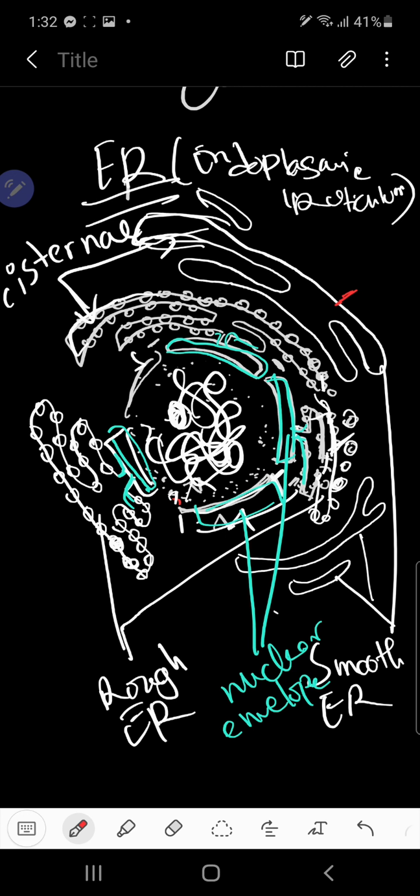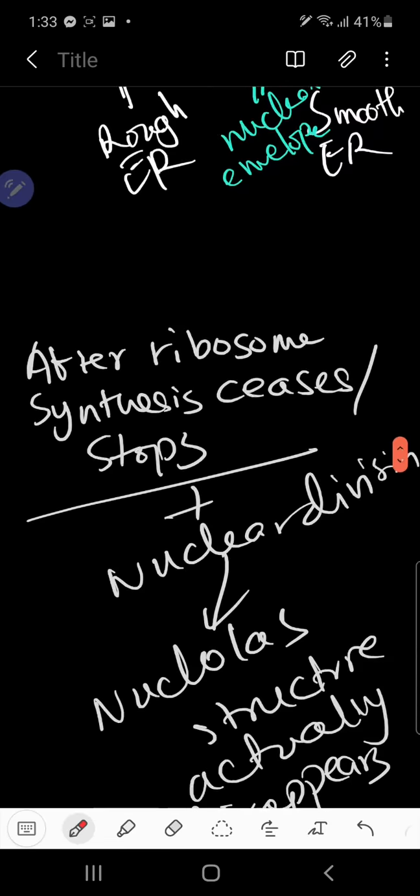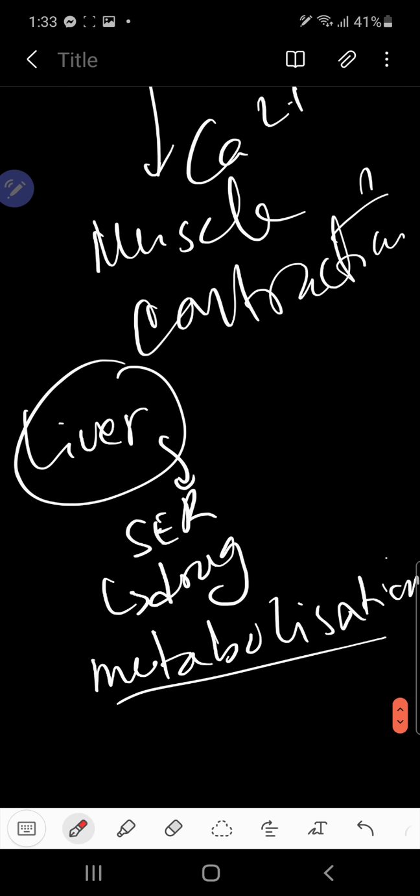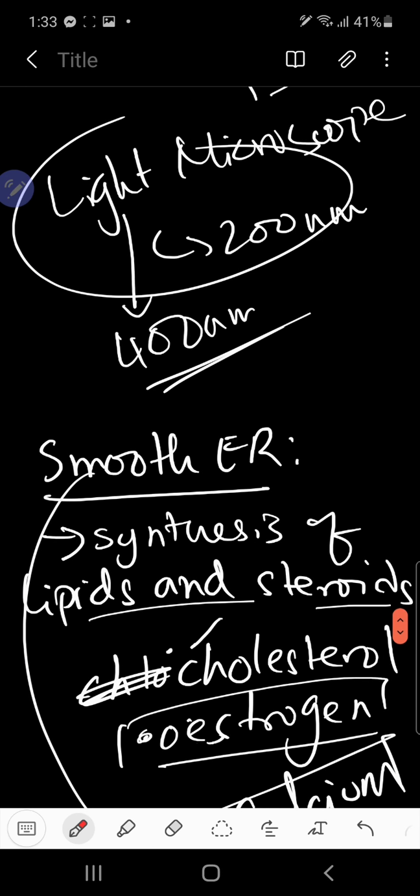Okay, then we also talked about how the smooth endoplasmic reticulum is abundant in the muscle cells and also sometimes found in the liver. In the muscle cells, it is used for the storage of calcium ions, and these calcium ions are used for muscular contractions. And the other thing we talked about is that in the liver, the smooth endoplasmic reticulum also helps in drug metabolization. So these are the basic discussions on the two endoplasmic reticulums.